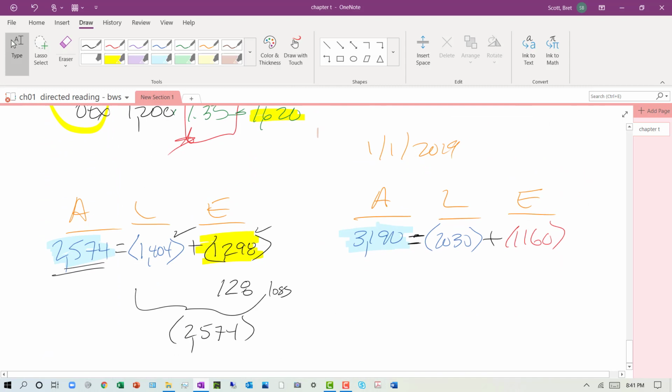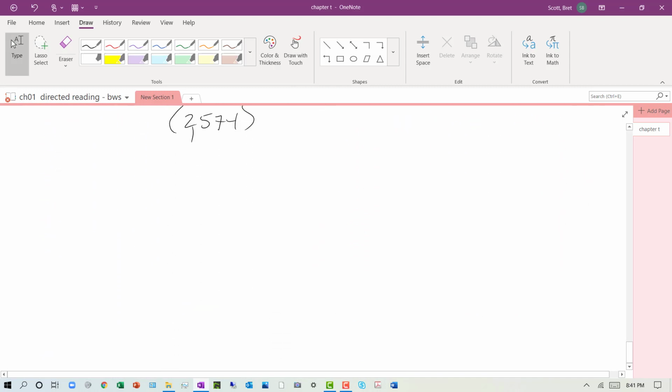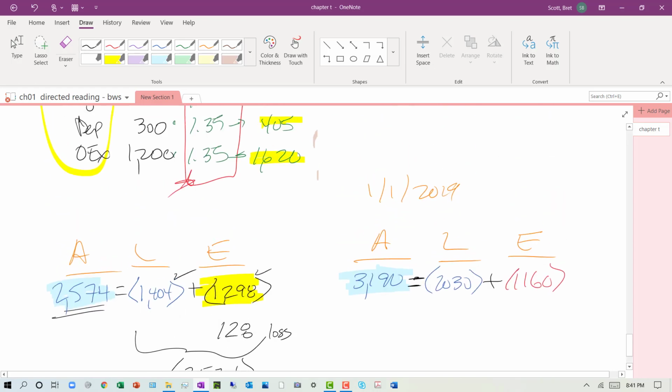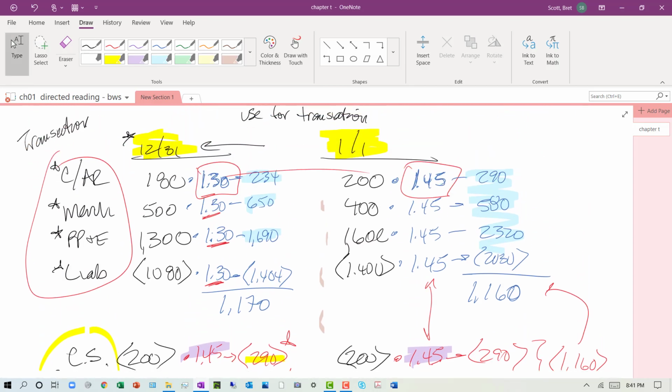Well, here's how it goes. If I were to rewrite these things vertically, beginning net assets. Beginning net assets in euros was what?